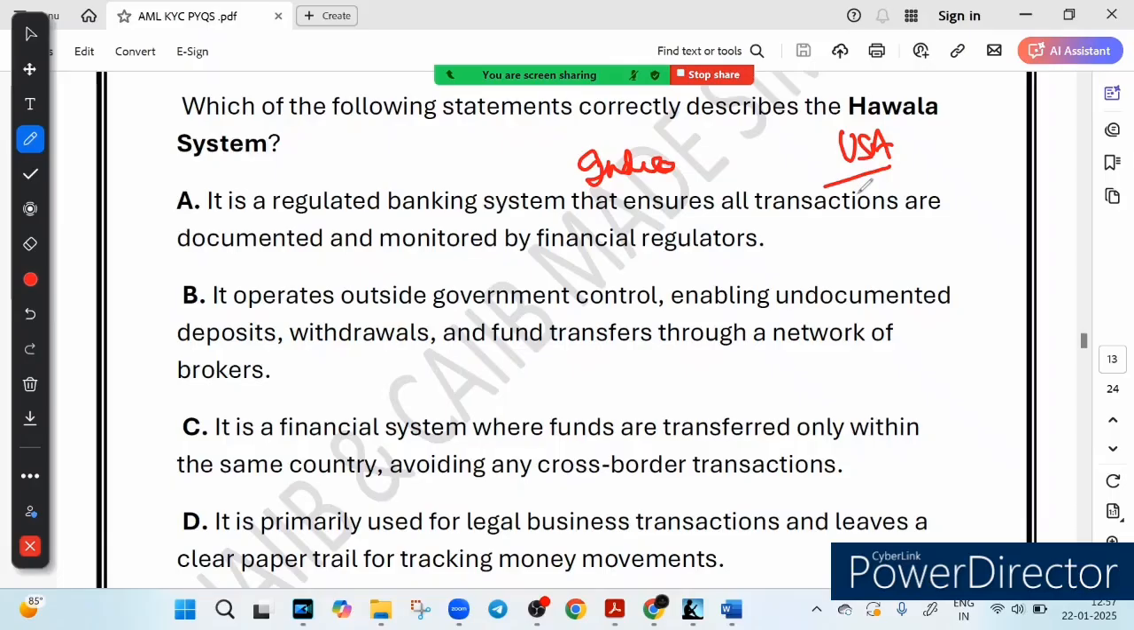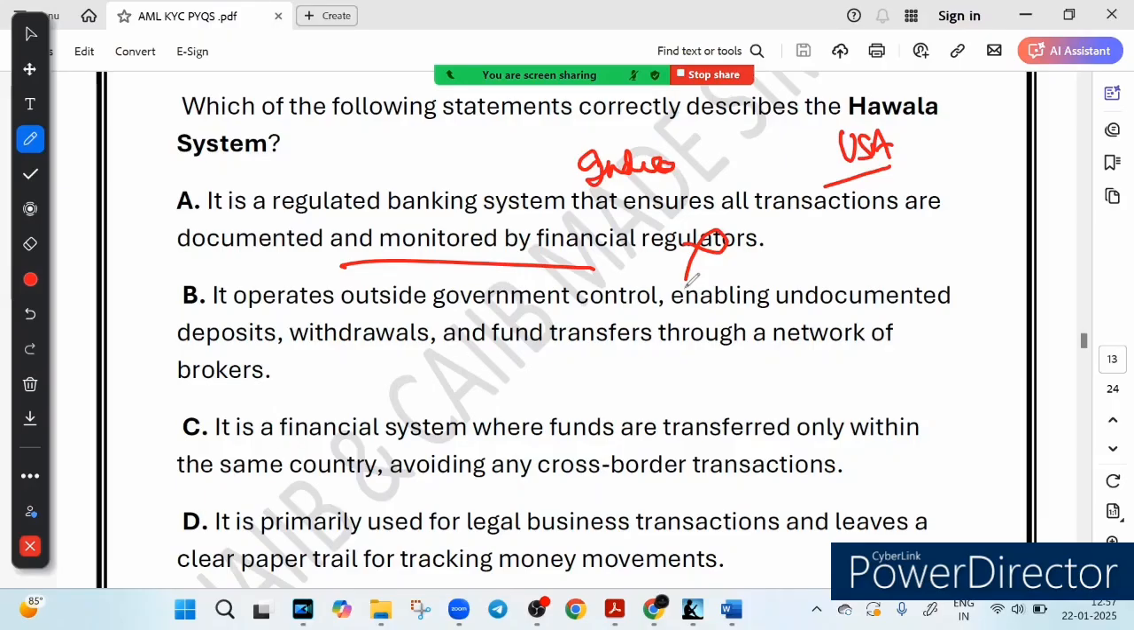So now let's look at the question based on this system. First option says it is a regulated banking system that ensures all transactions are documented. No, this is incorrect because the Hawala system is not regulated by any government authority. There is no paper trail and no official monitoring, which is the opposite of a regulated banking system.